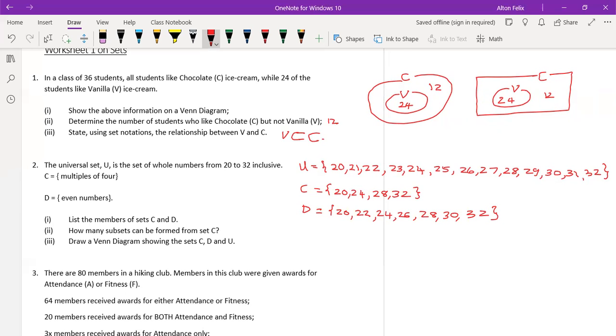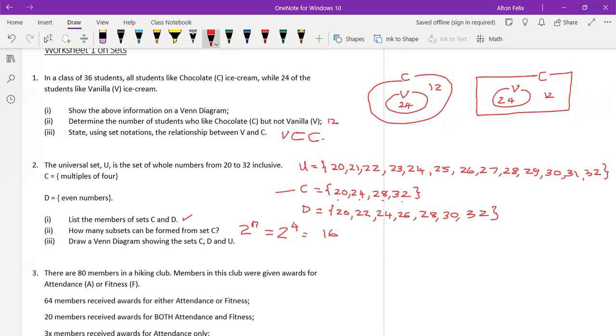Right, so let's see if we can answer these questions. So we have already listed both sets C and D. How many subsets can be formed from set C? So the formula for the number of such subsets will be 2 raised to the power n, where n represents the number of members in that set. We're talking about set C. There are 1, 2, 3, 4. So therefore, the total number of subsets will be 2 to the power 4, which is 16. 2 multiplied by 2 by 2 by 2. That's 16.